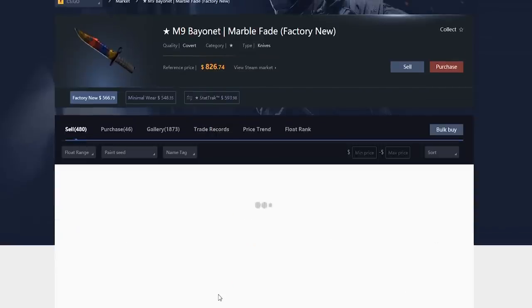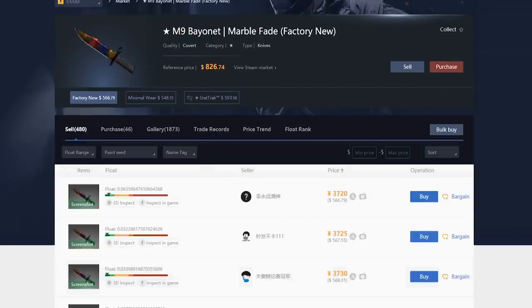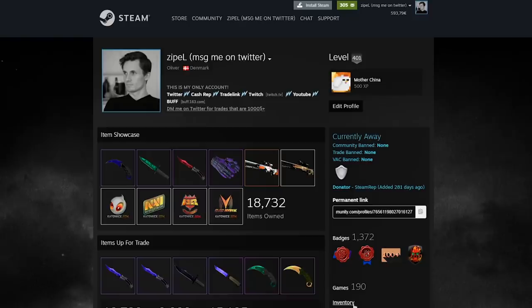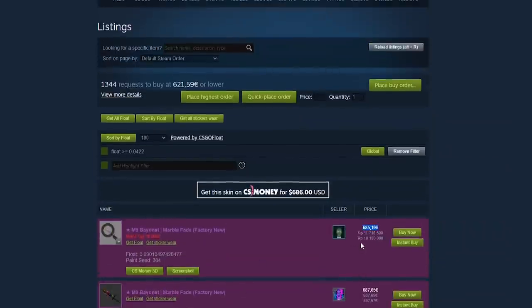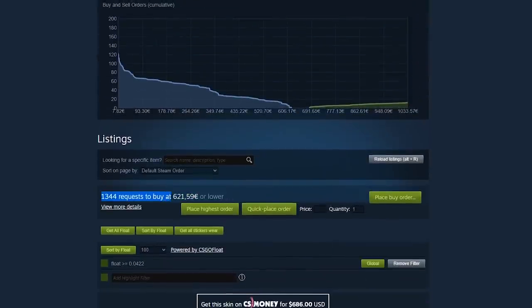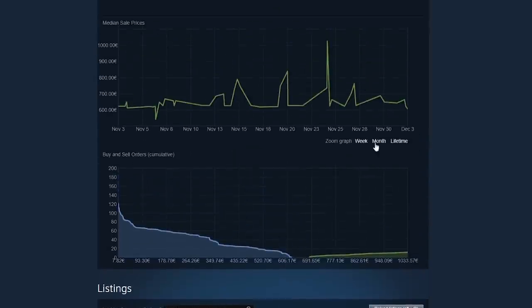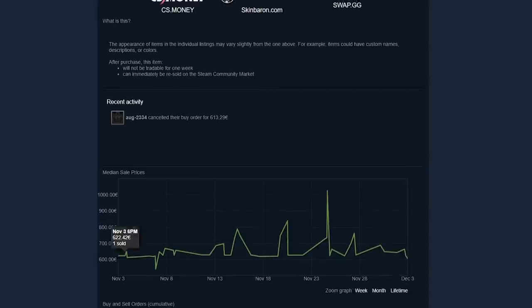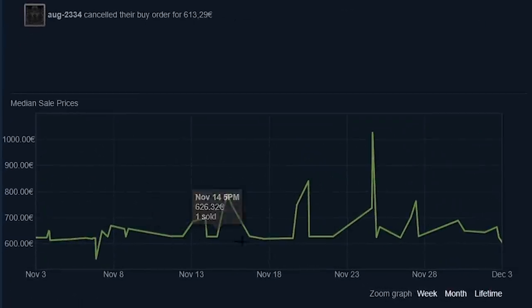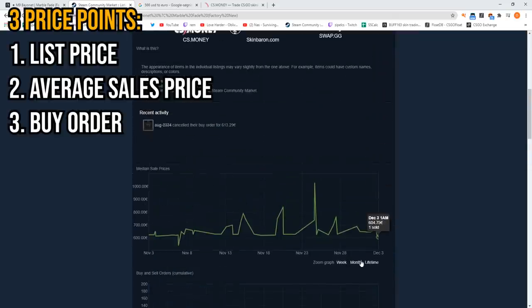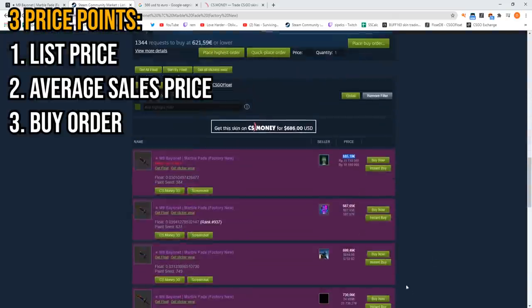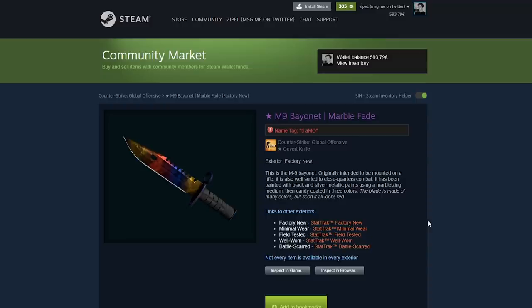But generally, you won't see a huge gap here, as you will with the Steam market, where when you looked at the M9 Marble Fade, you can see that the listings are 685 euros, but the requests to buy are 620. And if you look at the sales for the last month here, you'll see that they're typically selling for around 625 euros. So that's like 3 different price points: the list price, the average sales price, and the buy orders. This brings me to the second misconception, thinking that Steam reference price is correct.